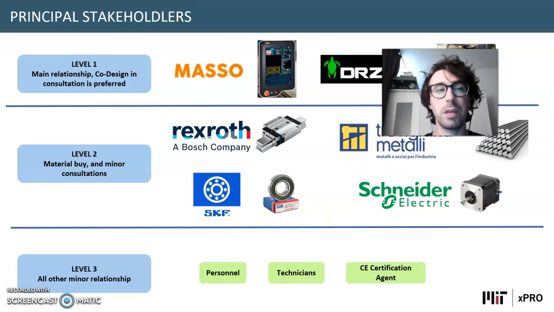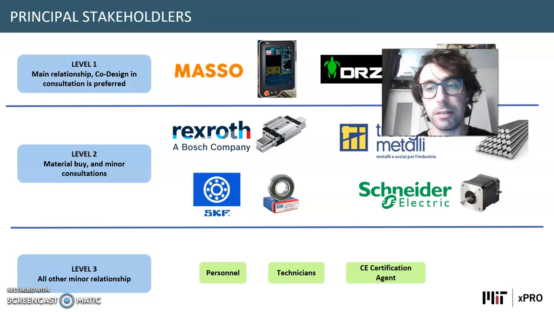So we divided the stakeholders into 3 levels. First level is a company where we buy, and also we have to get a relationship of co-design. So I have to ask them, what's your opinion about this and that. Level 2 is just where you go and buy, or maybe you ask for very low-level consulting. And level 3 is all the other personnel involved.